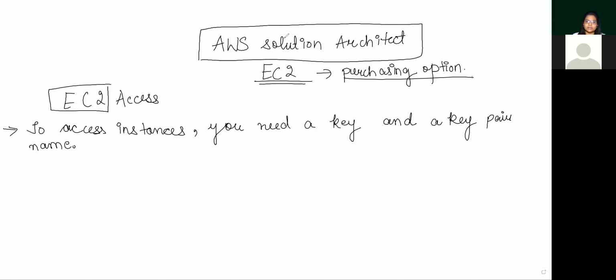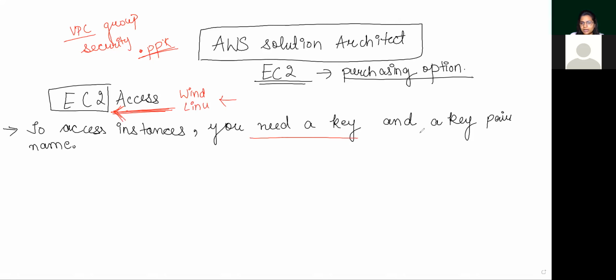We have already seen that we always create a VPC group, and in that we create a security key, and then we download that key in the PPK format. So to access the EC2 instance from the outside world, say from a Windows server, Linux server, or any kind of outside world server, if you want to get inside the EC2, you need a key and a key pair name. This is clear?